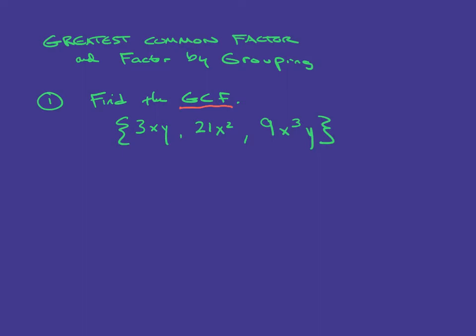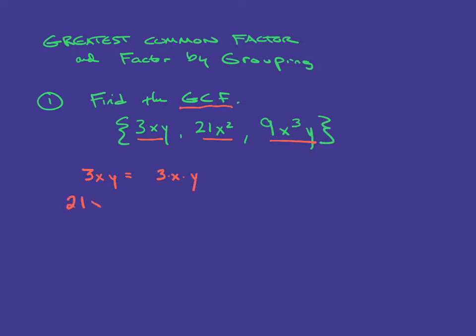So here they give you three different terms and you want to find the factor that's common to all of them. We'll start with writing down the first term and then we'll break it down as far as we can. 3 doesn't break down at all. 3, and then times x and then times y.